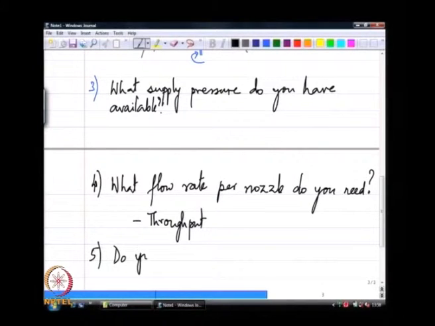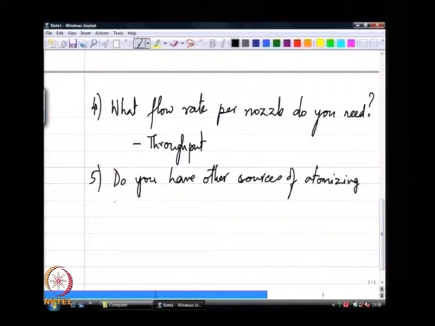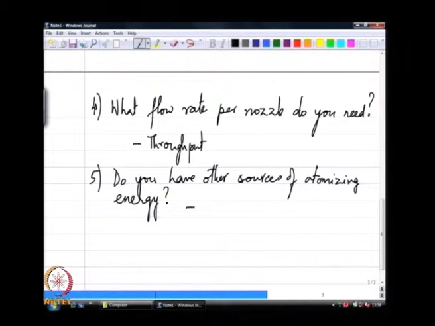And then lastly, do you have other sources of atomizing energy? Possible choices are, let us say, air or steam at some high pressure.